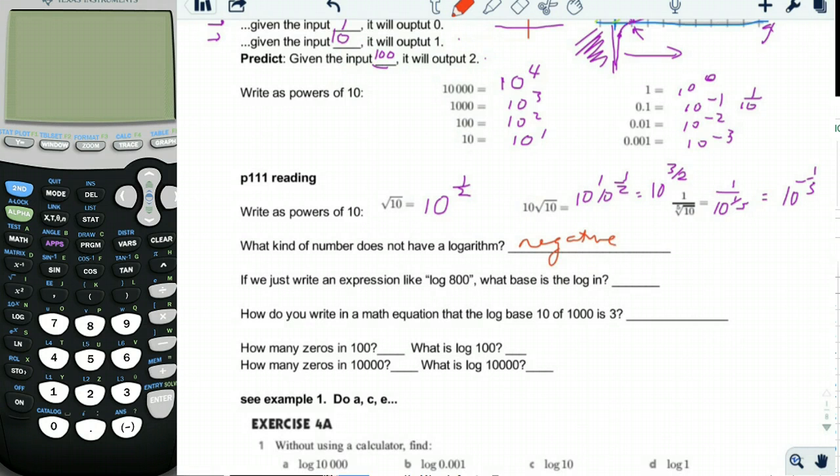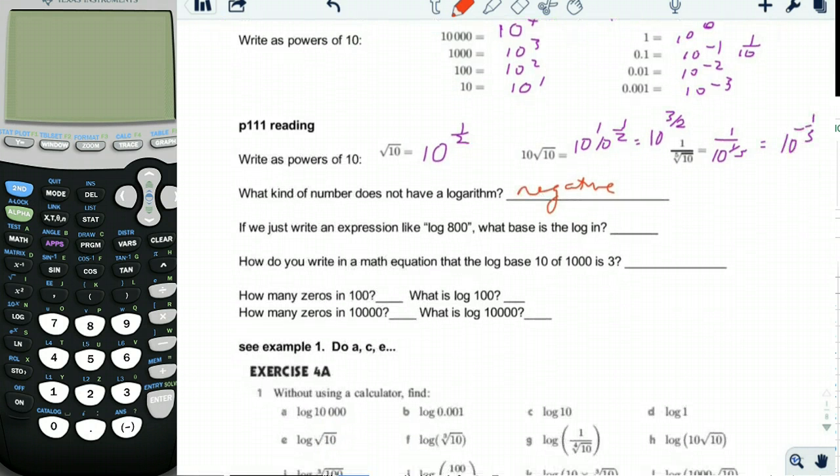If we write an expression like log of 800, what base is the log in? Well, if you don't say specifically log base something, then it's assumed that you're talking about base 10. So we're talking about log base 10 here. How do you write in a math equation that the log base 10 of 1,000 is 3? I would write that the log base 10 of 1,000 equals 3.